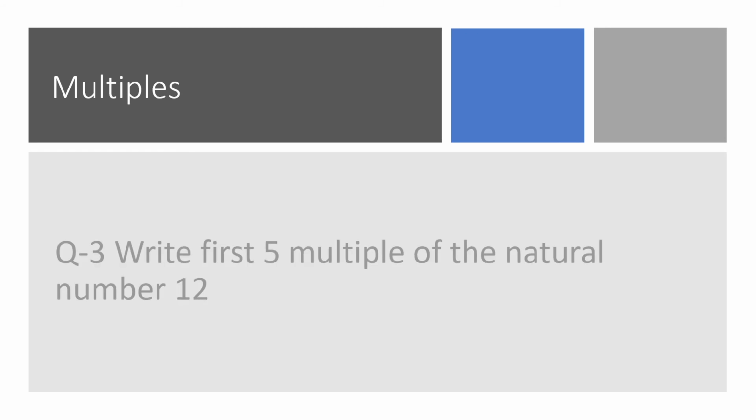Now do practice in your notebook. Write the first 5 multiples of the natural number 12. I'm just giving you a hint. It is a natural number, which means you will start multiplying by 1. 12 ones are, then 12 twos are, then 12 threes are, like this. So you have to calculate the first 5 multiples. So do it by yourself.